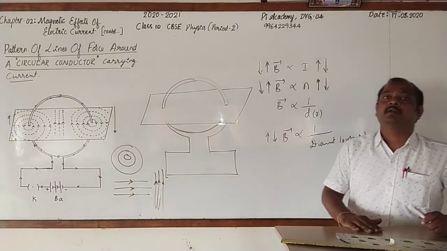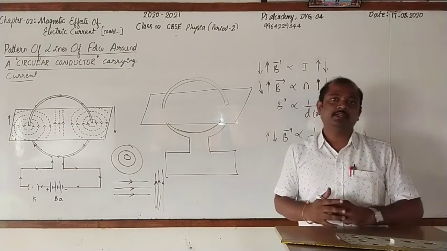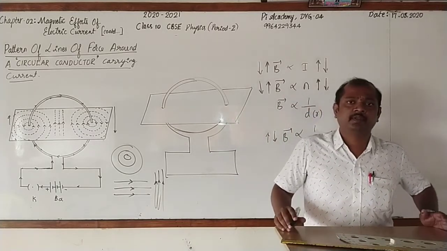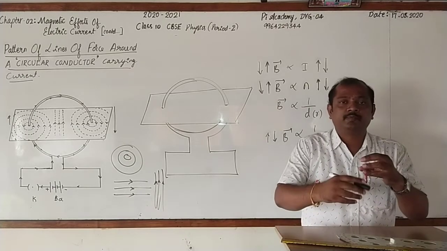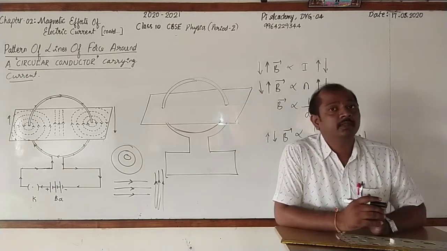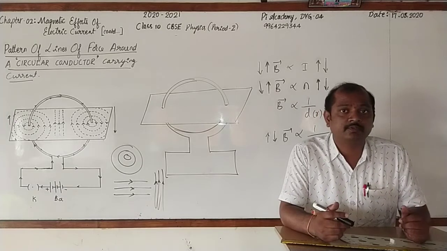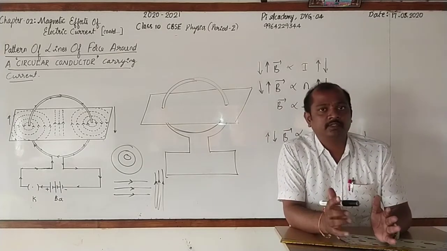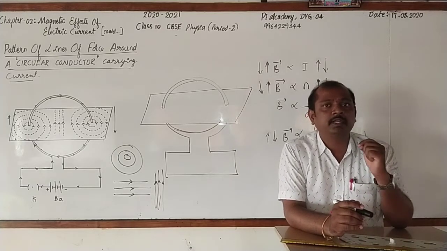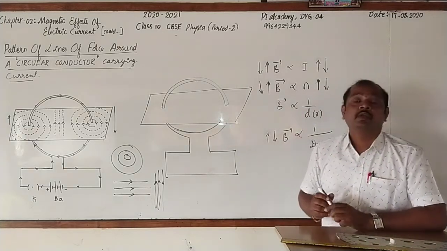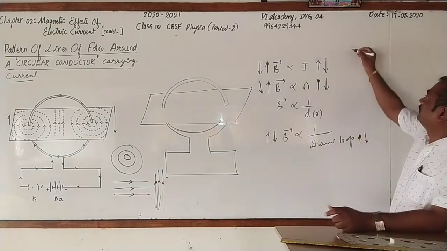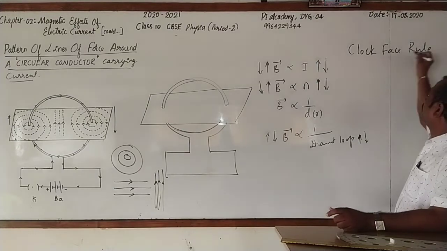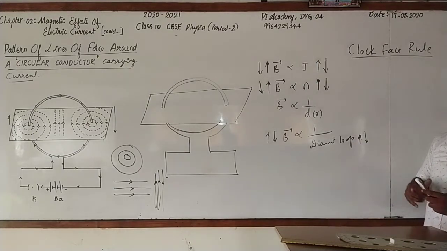Followed? Dear students, you all may be thinking that if this circular conductor acts as a magnet because field strength is developed around it, then it must have poles, right? Then how to identify the poles? For that, we have a rule. Let me tell you that rule. That rule is the clock face rule.